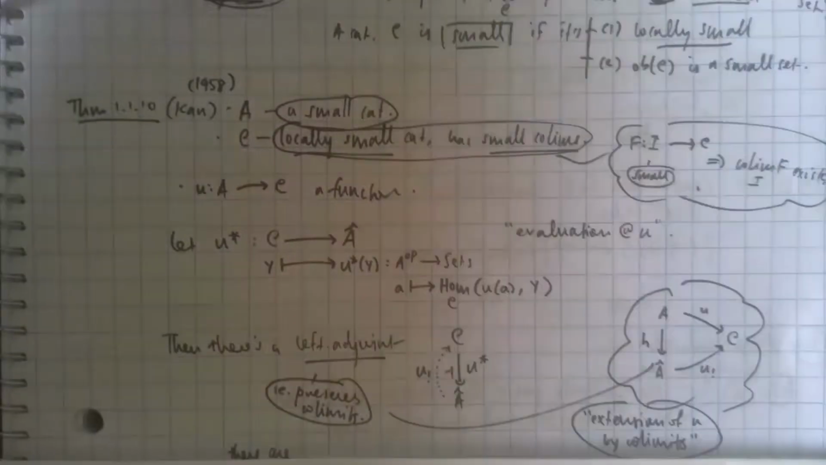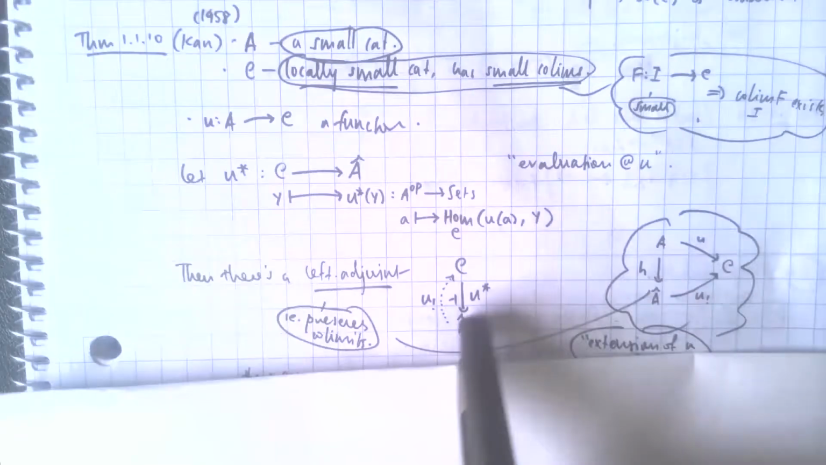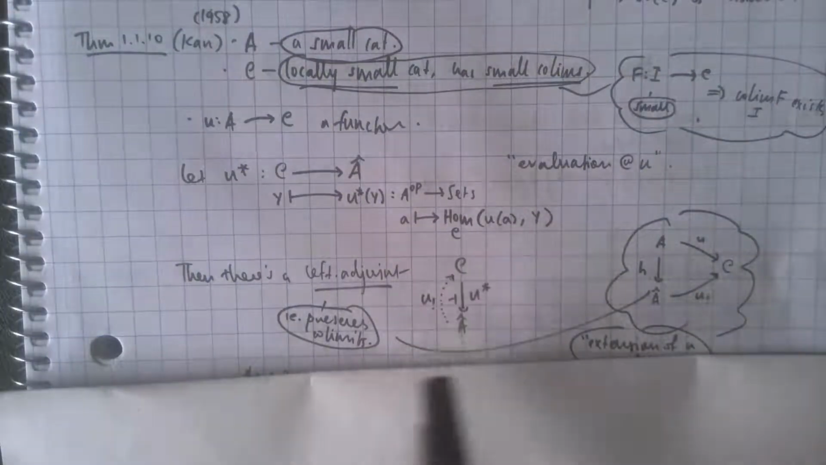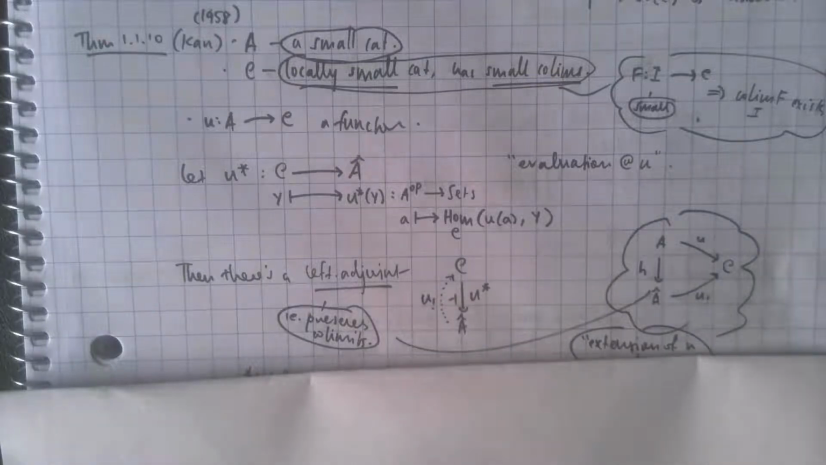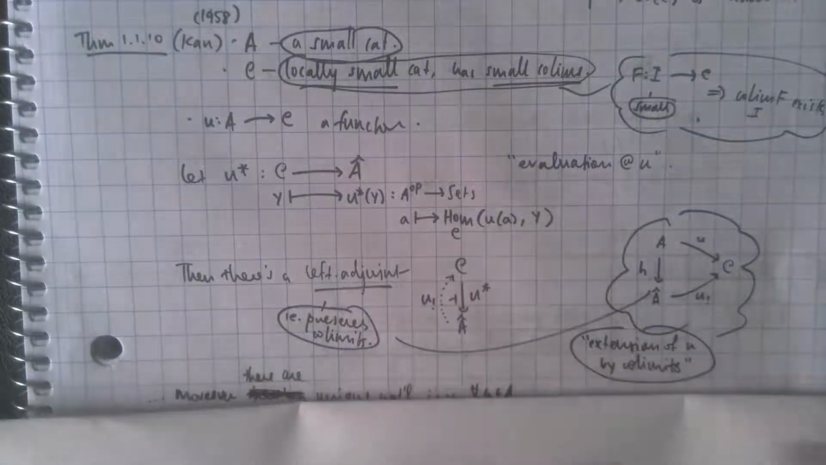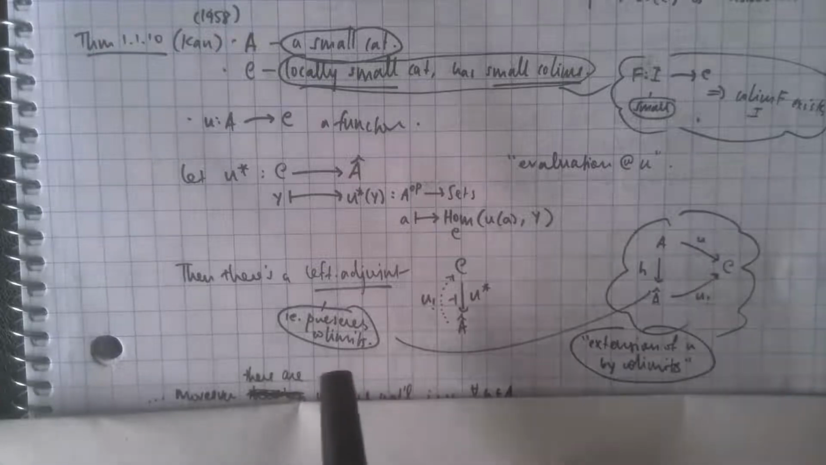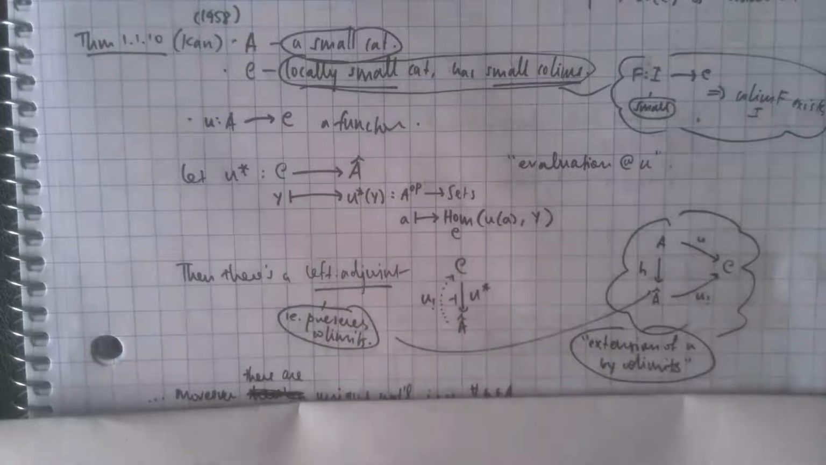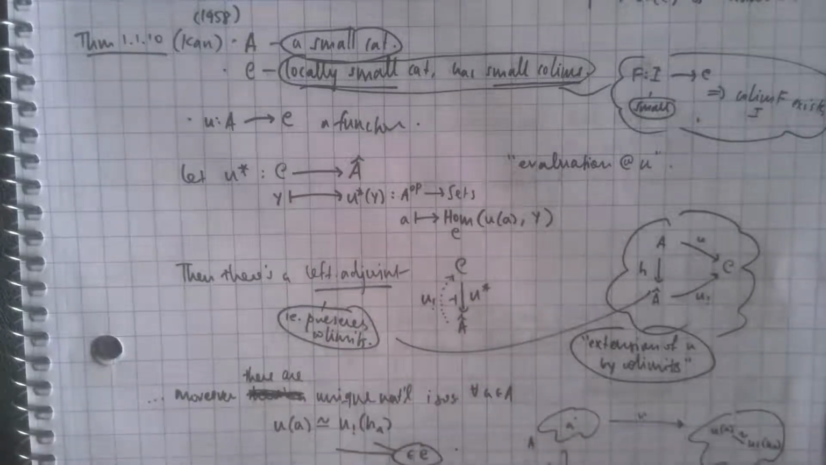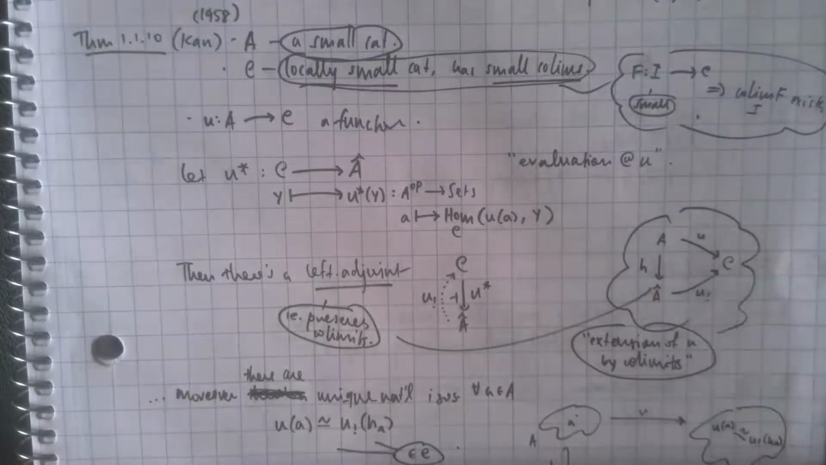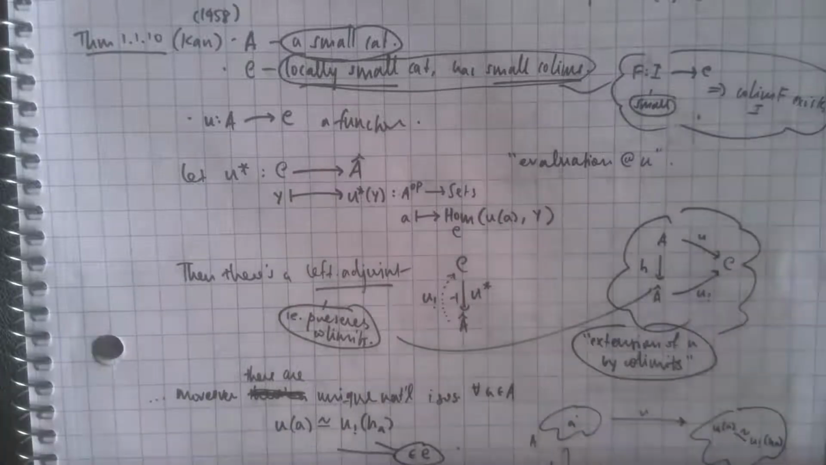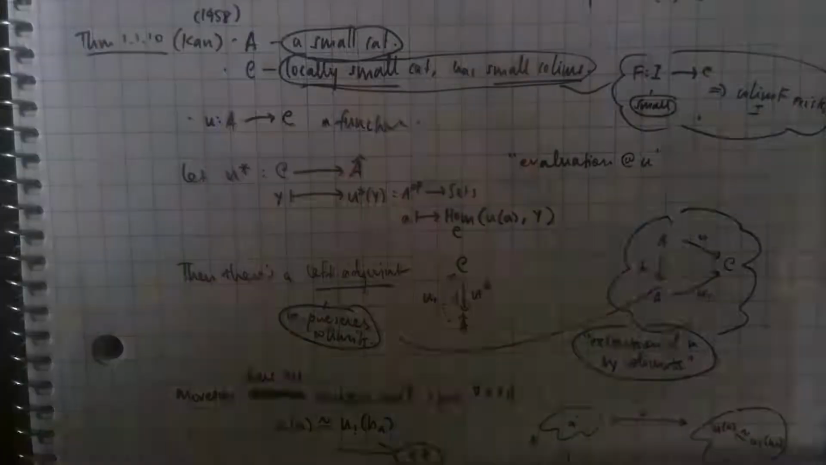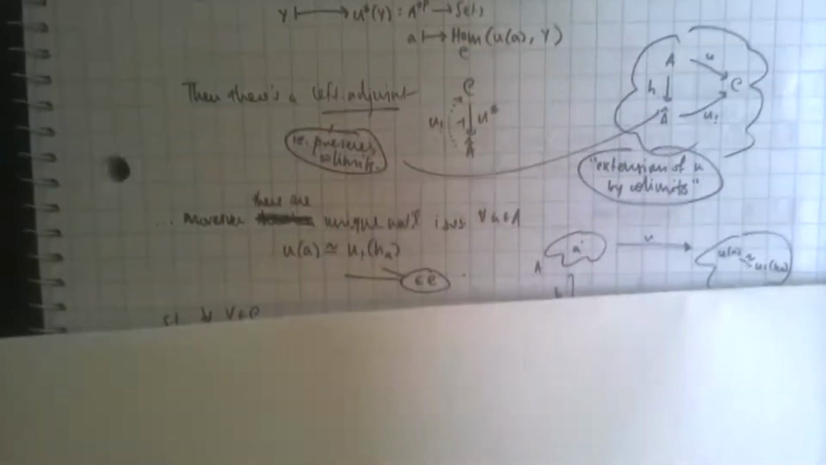Then the theorem says that there is a left adjoint to this, called U shriek or U exclamation mark, that is called the extension of U by colimits. And the reason it's called that is because this guy is the left adjoint, so this guy preserves colimits. And we can define a sort of universal property of this, which is that for any... I wrote it down later, but yeah, I'll write it down later.